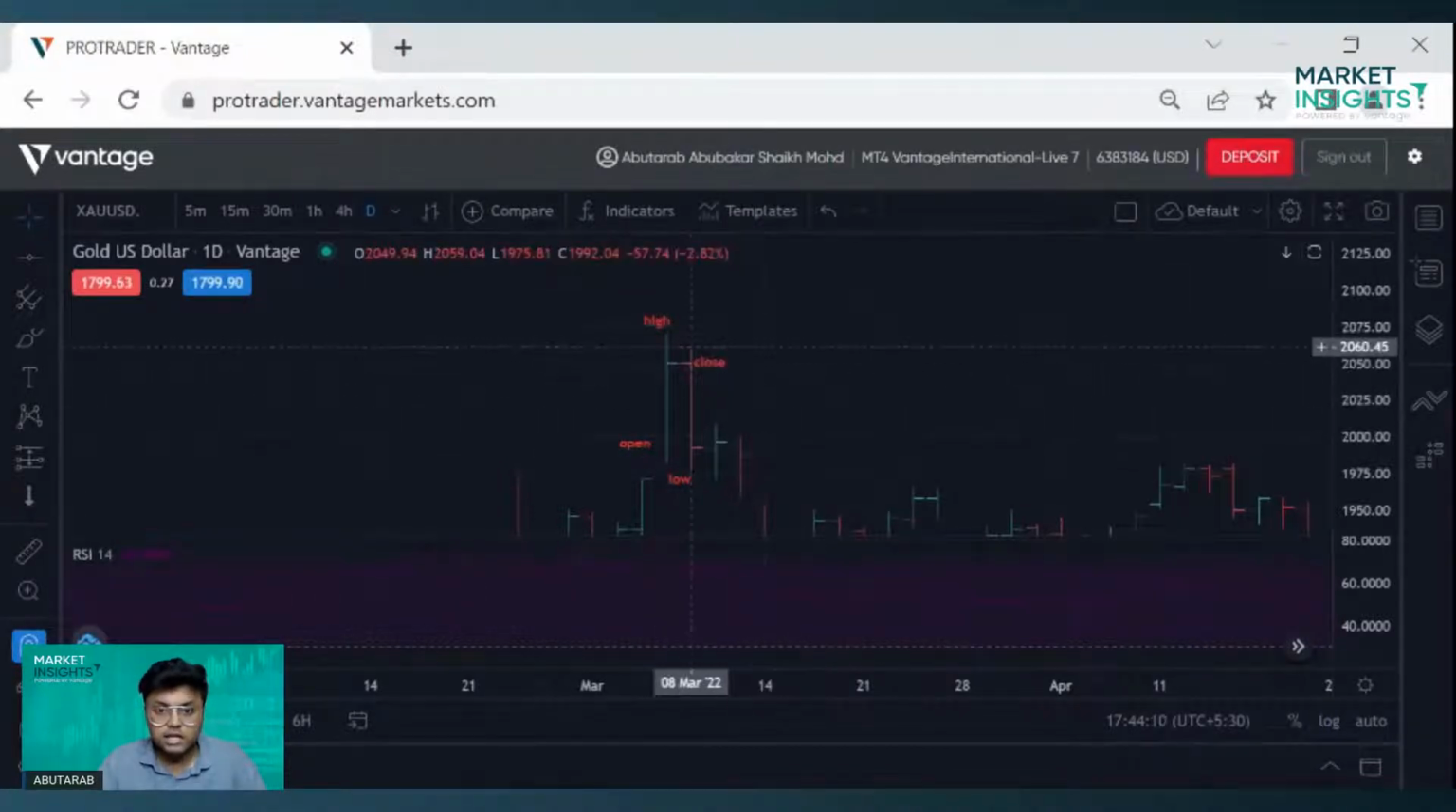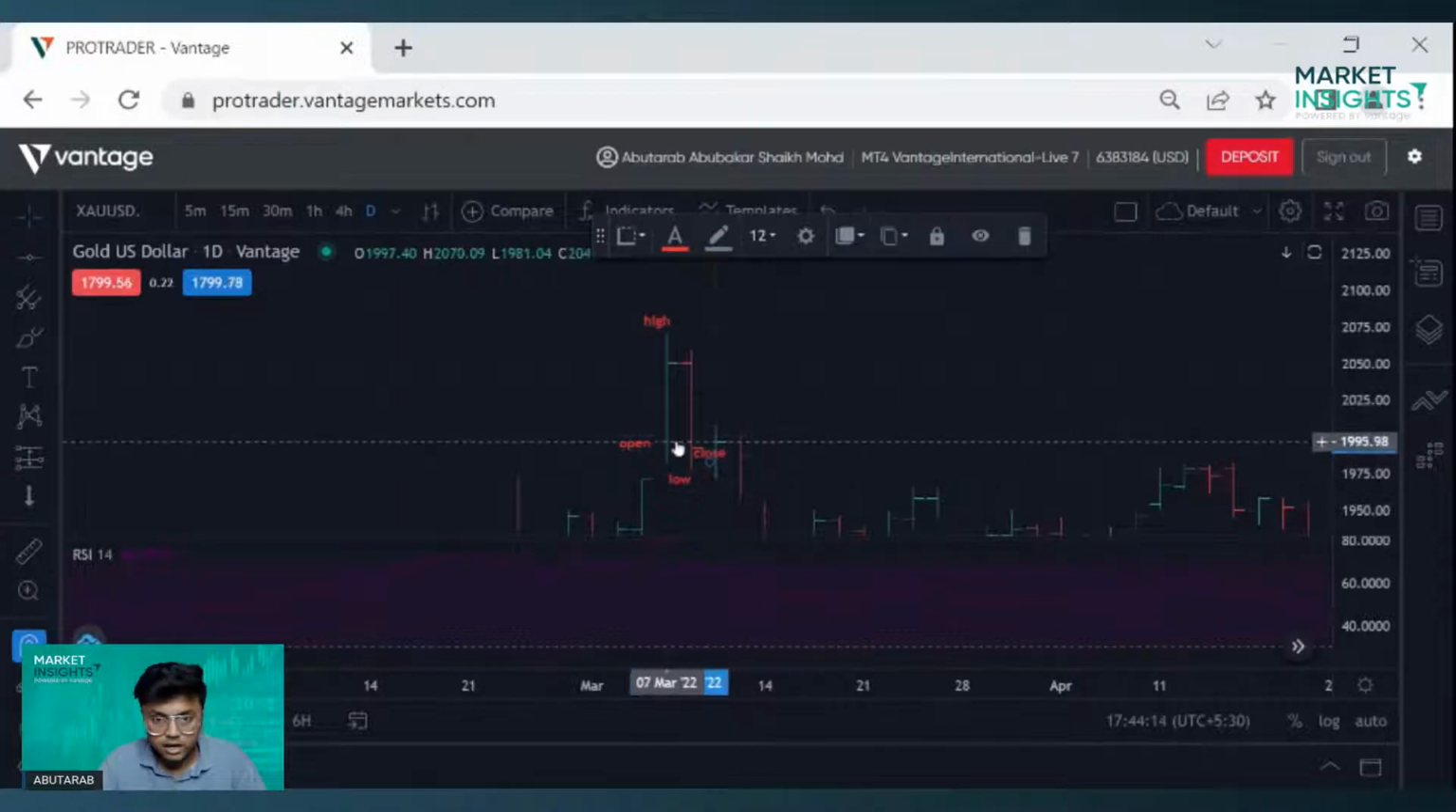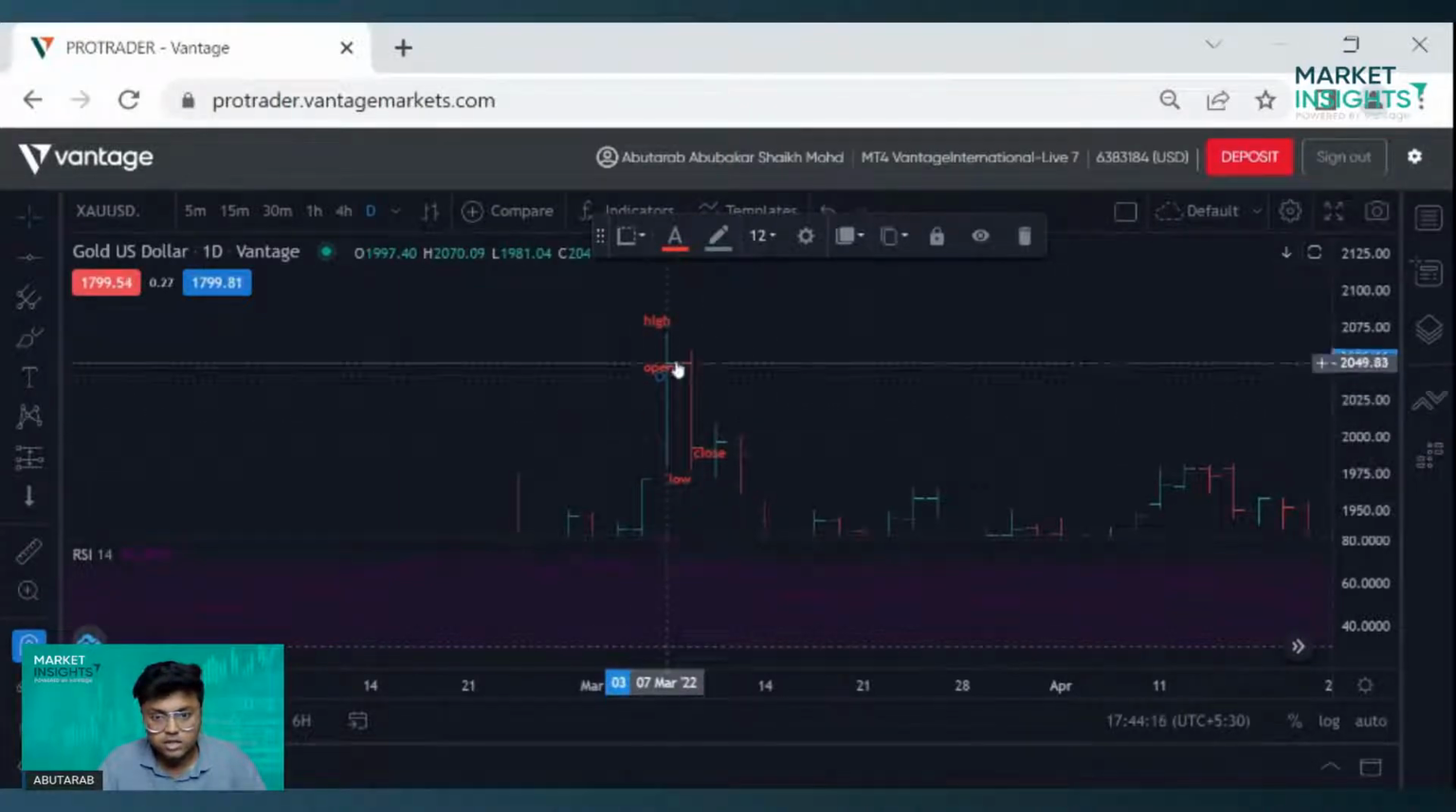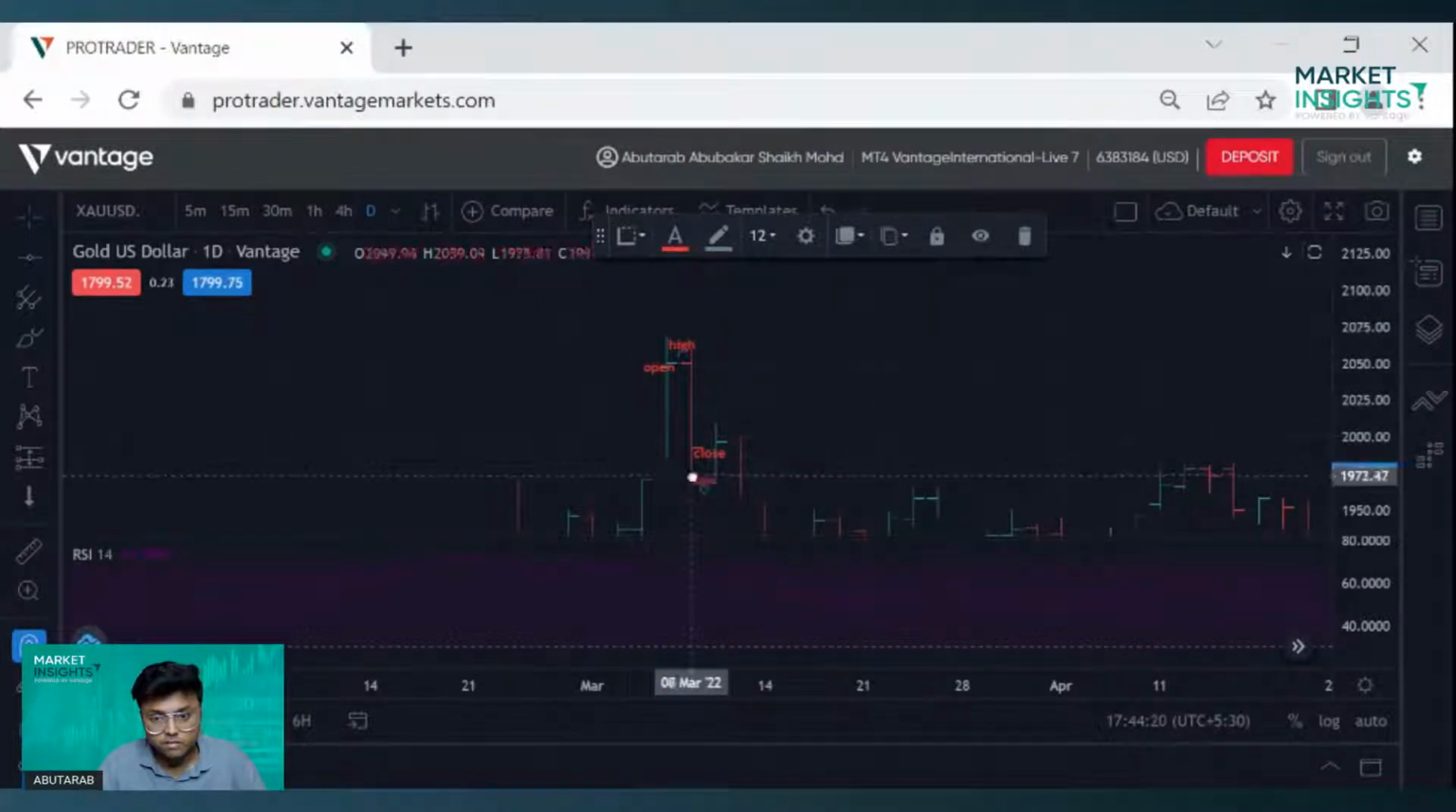Understood? And exactly the opposite is right here, the red bar that you can see. It is the exact opposite of its neighbor bar. You have seen a green bar here, and this is the red bar. So open was here, high was here, low it went all the way here, and it closed at the end of the day at this price point. You can see all the values up here in this range, OHLC.